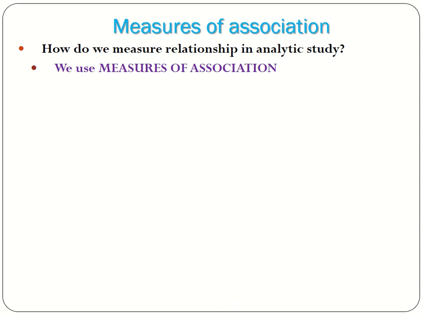When we're interested in finding the presence of a relationship between exposure and outcome, we choose analytic study designs because that's the way to address our study objective of looking for determinants of a given disease condition. So in analytic study design, we want to measure relationship. The way to measure relationship is by using measures of association. Measures of association, as the name indicates, measure the presence of association between variables.